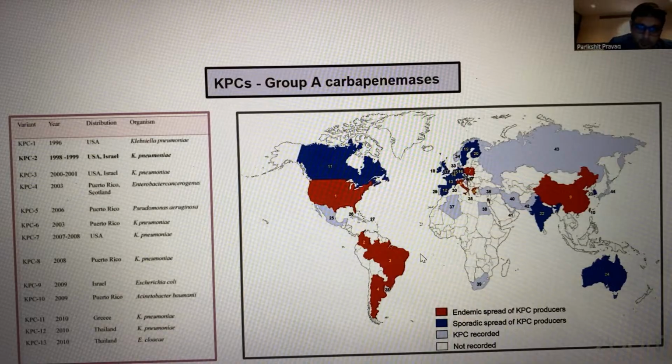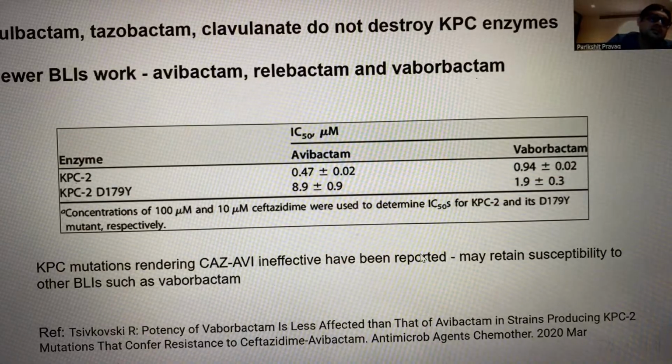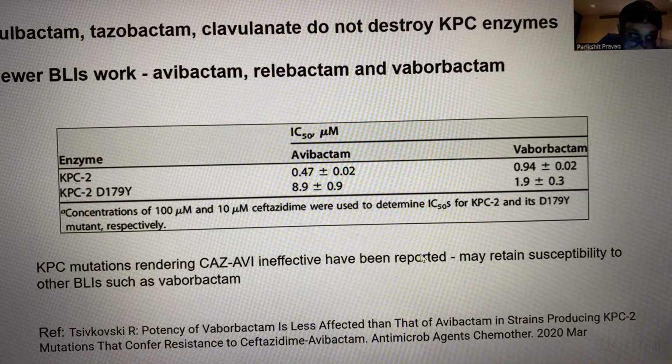So if you talk of KPCs, then KPCs are carbapenemases, and if you ask which BLIs are able to inhibit KPCs: sulbactam, tazobactam, even the newer one, enmetazobactam, and clavulanate. None of these four are able to inhibit the KPC enzymes. The newer BLIs work, which means avibactam, relebactam, and vaborbactam work. In fact, avibactam, relebactam, and vaborbactam are the most potent BLIs against KPCs.